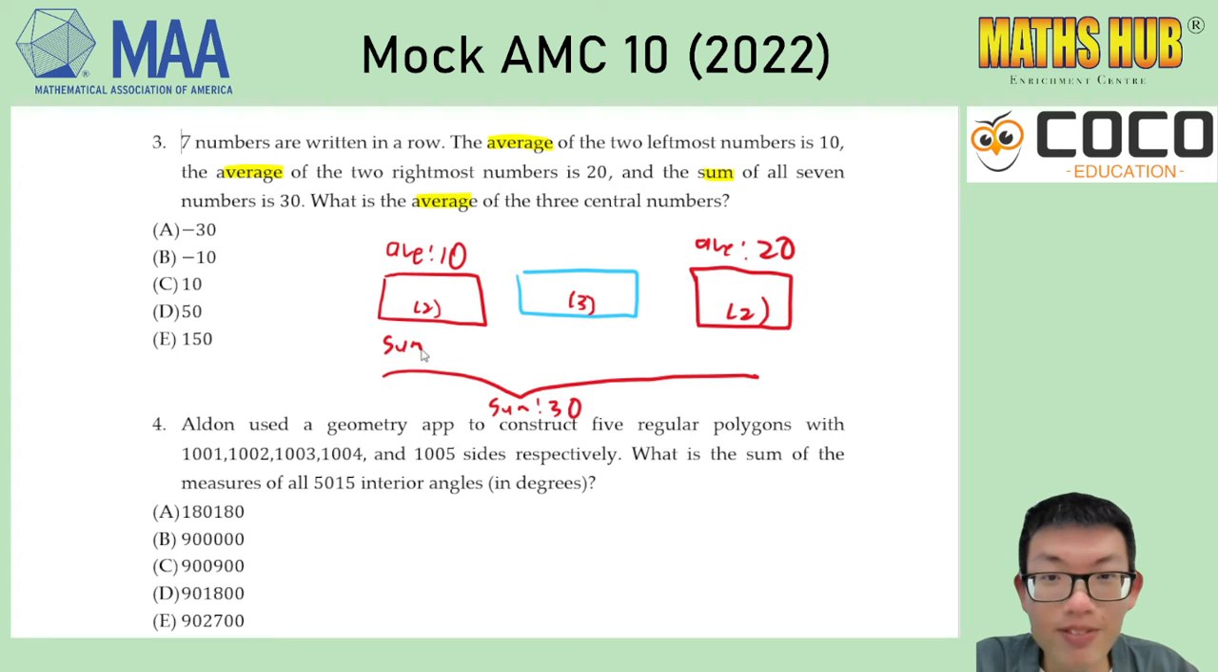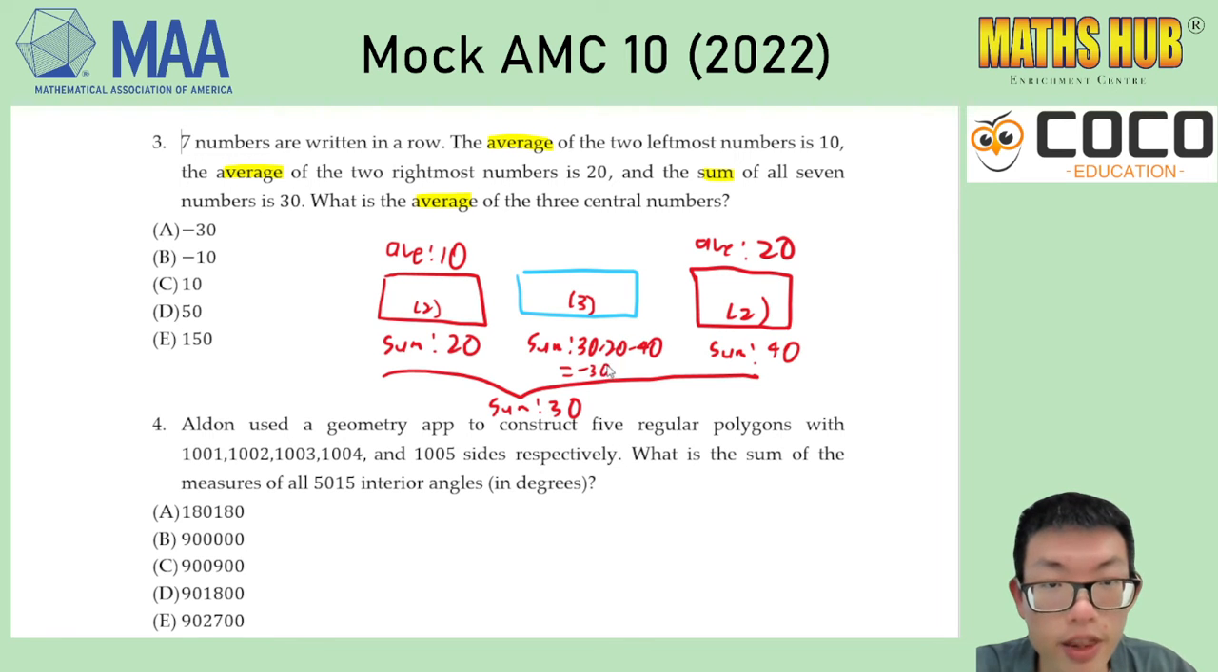So the sum will be 2 times 10, which is 20. The sum of the last two will be 2 times 20, which is 40. And so therefore the sum of these 3 is 30 minus 20 minus 40, which is negative 30. And so my answer is not negative 30, it is negative 30 divided by 3, which is negative 10.